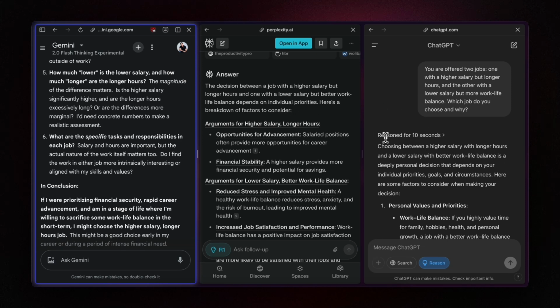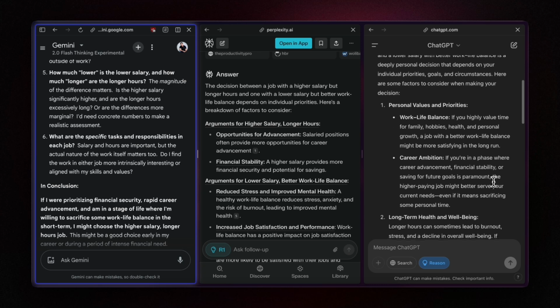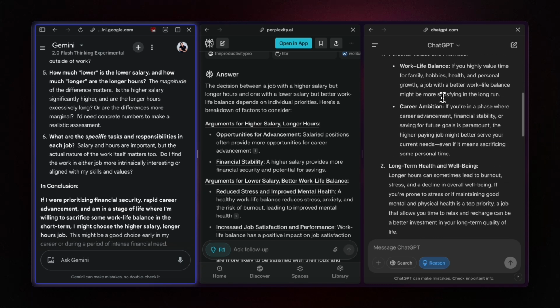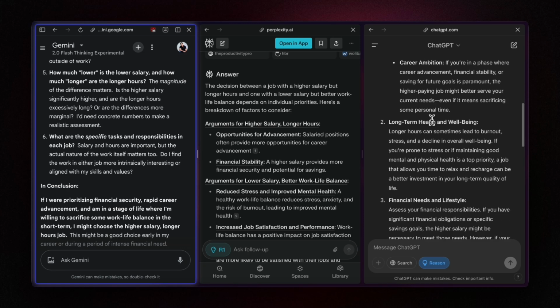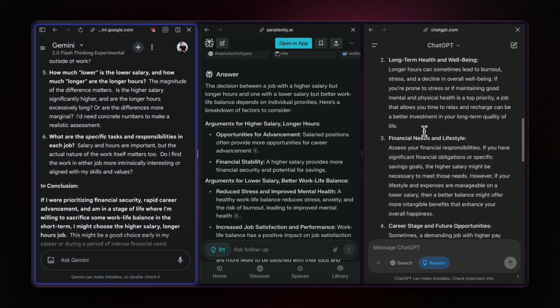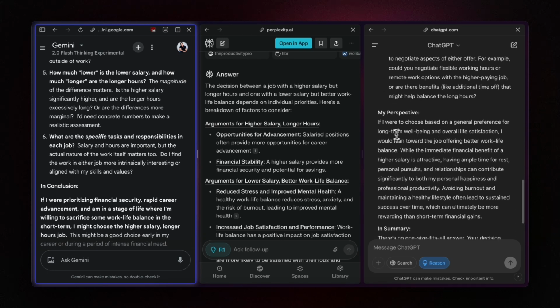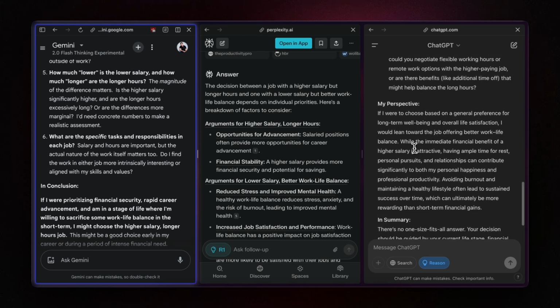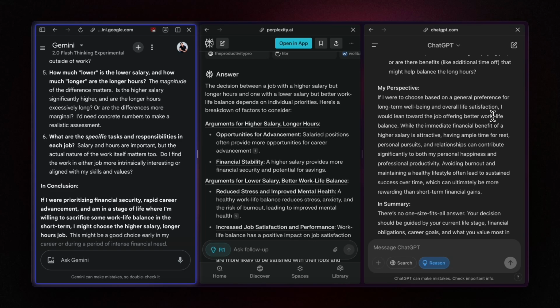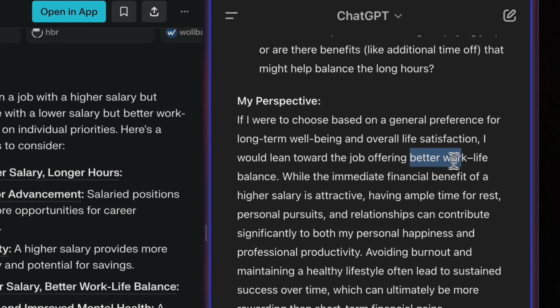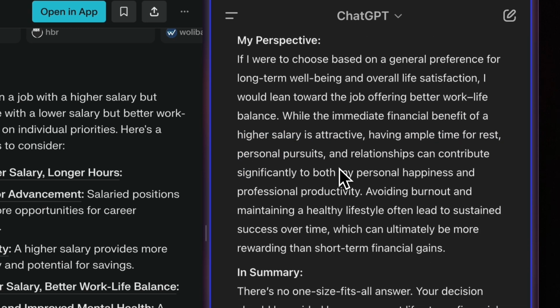So ChatGPT has reasoned for 10 seconds and it almost says the same thing: work-life balance, career ambition, long-term health and well-being, financial needs and lifestyle, flexibility and negotiation. If I were to choose between general preference for long-term, I would lean towards a job offering better work-life balance. Okay, so we don't have an option that says which job offers better work-life balance, but let's see.